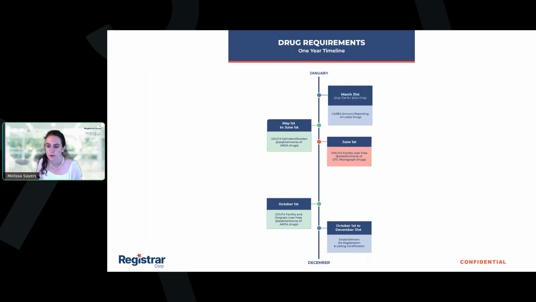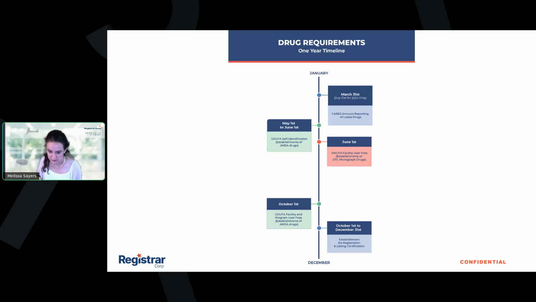In March is when the GDUFA fees are typically announced, so that gives time for industry to remit payments before June 1st. That's for manufacturers of over-the-counter monograph drug products. May 1st is when self-identification starts for facilities that are engaged in generic drug manufacturing or intend to engage in generic drug manufacturing. The deadline to self-identify is June 1st.